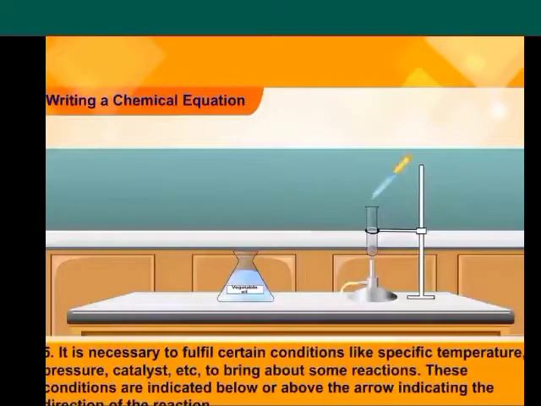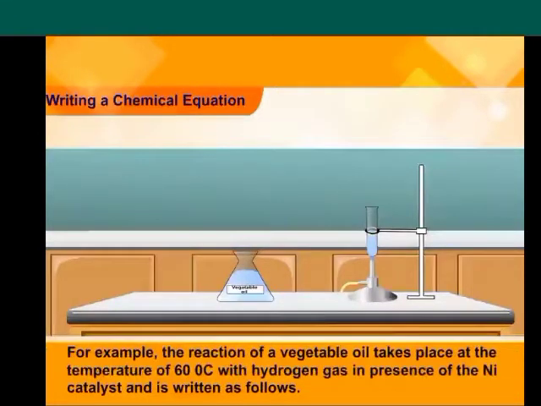Point number 5. It is necessary to fulfill certain conditions like specific temperature, pressure, catalyst, etc. to bring about some reactions. These conditions are indicated below or above the arrow indicating the direction of the reaction. For example, the reaction of a vegetable oil takes place at the temperature of 60 degrees Celsius with hydrogen gas in presence of the Ni catalyst and is written as follows.